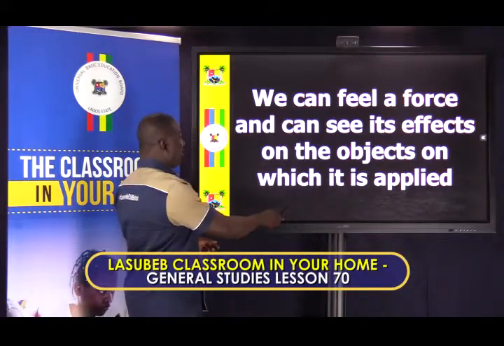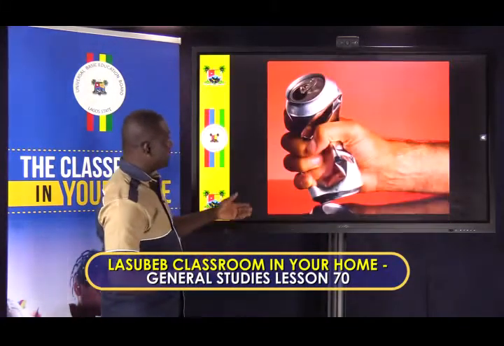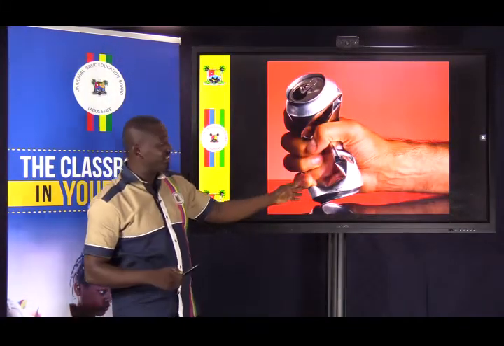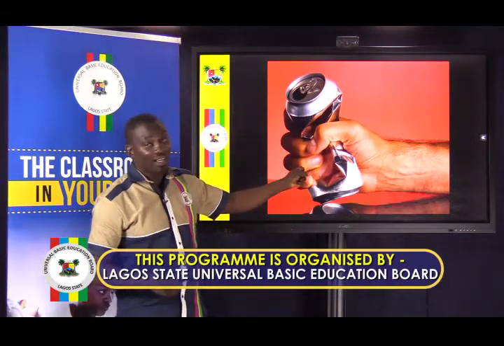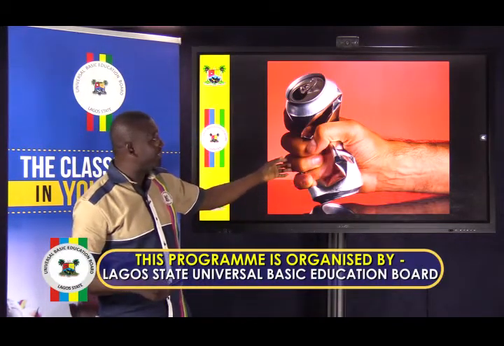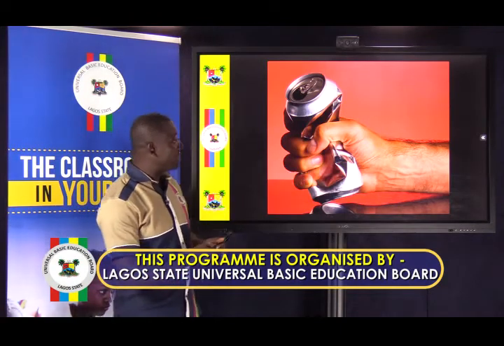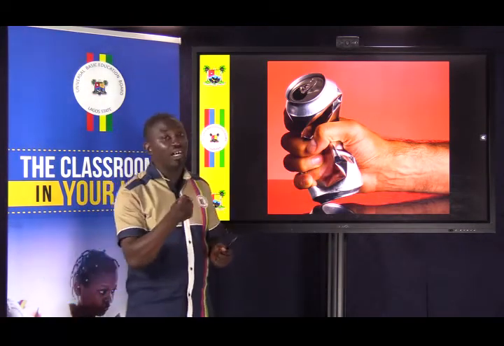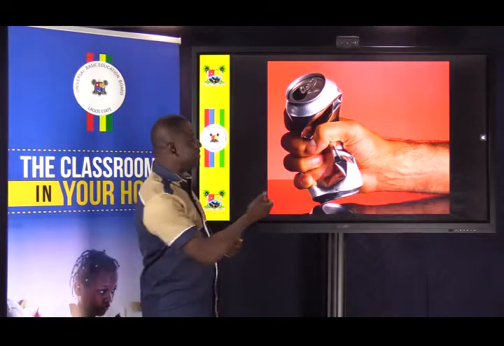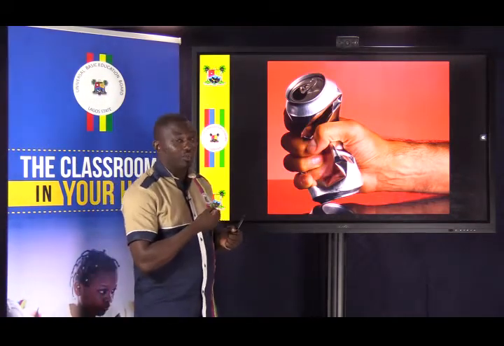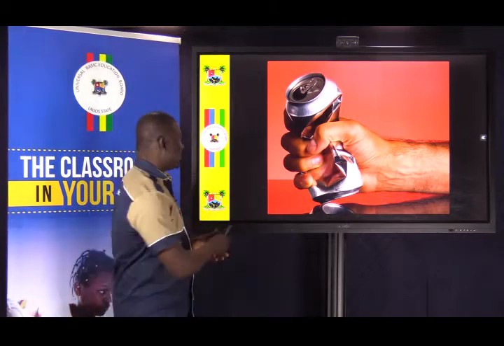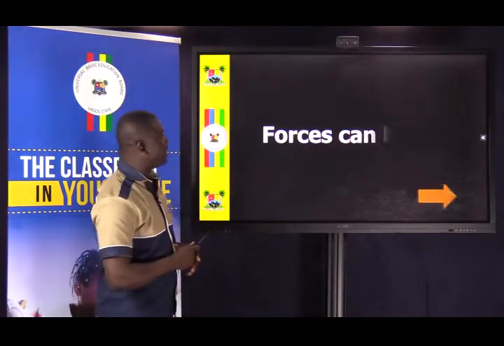Okay? All right. Now, if you track the screen, you will see this man is holding a can of drink, okay? And he is applying force, squeezing the can. And as you can see, the effect of the force is that the can is rumpled, okay? Yeah. All right, let's move on.